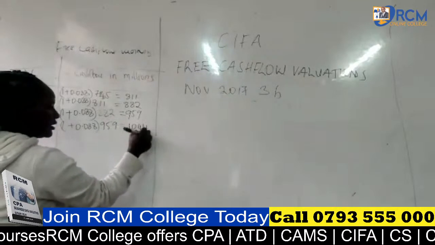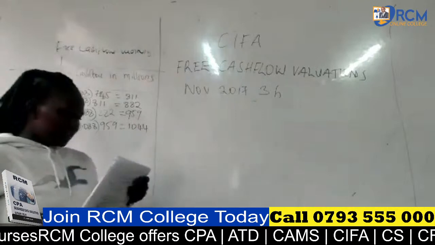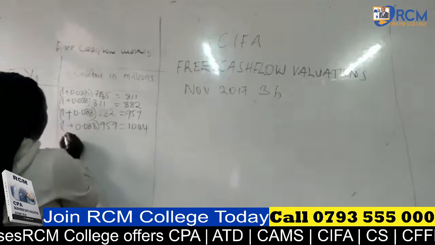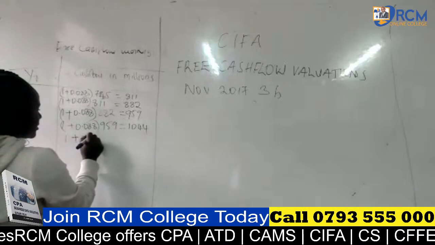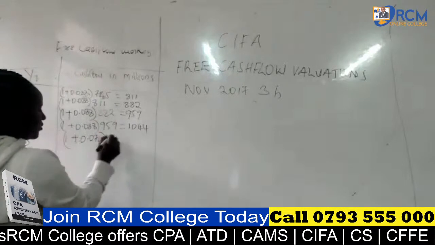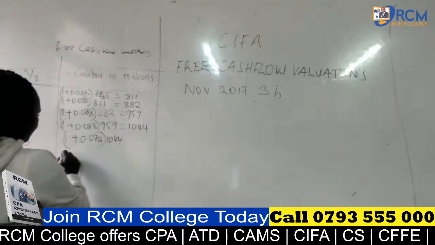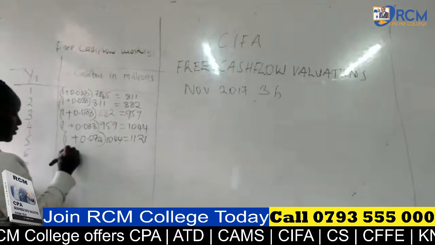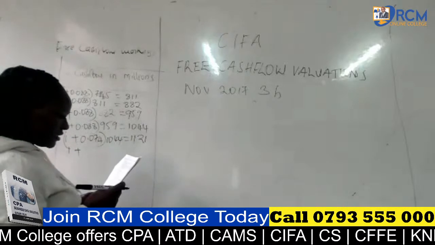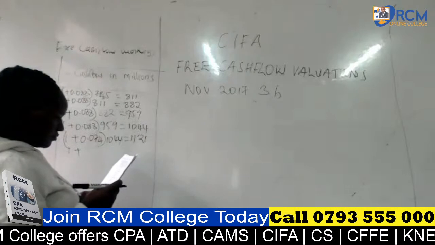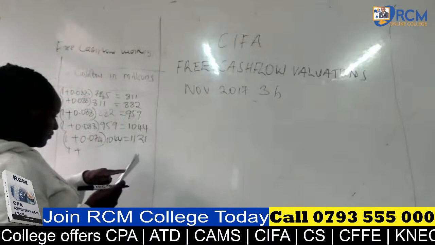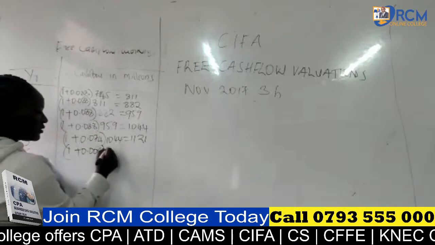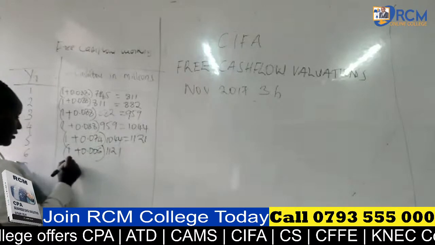Okay, for year 5, we are told the cash flow growth rate is 7.4. So our rate will be 1 plus 0.074 times 1044, which is 1121. For year 6, it will be 1 plus, what is our growth rate? It's 6%. So 0.06 times 1121 is 1188.